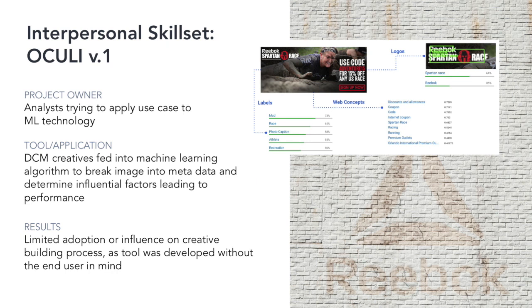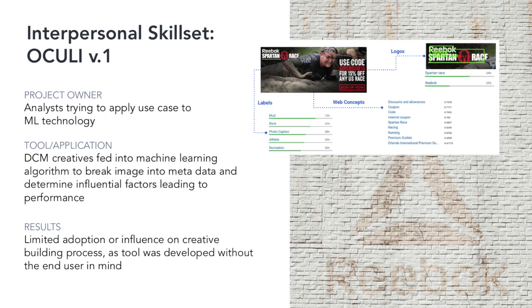So the name of the project was Oculi, and version 1 we developed. The process was we got a bunch of our analysts in a room with a bunch of Google engineers, and we wanted to develop a use case around a specific piece of Google machine learning technology called their Vision API. So what their Vision API does is it takes an image and it decomposes that image down into its metadata. So think of things like the color composition within the image, or the text within the image, or objects or logos within the image.